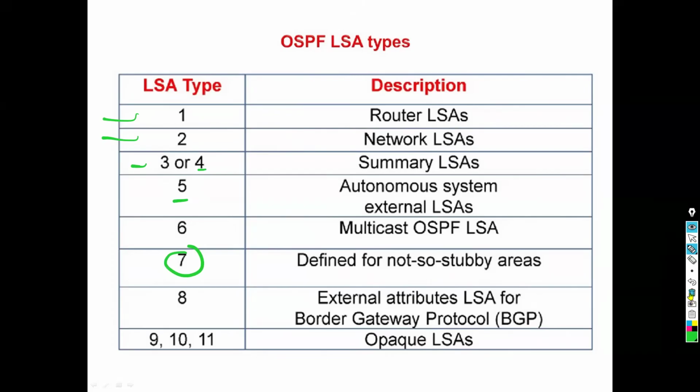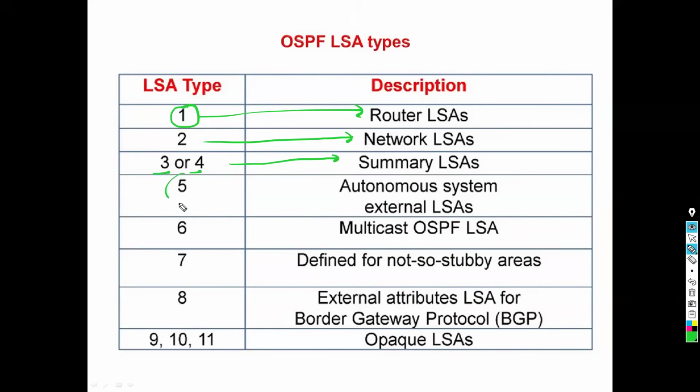LSA 1 is called router LSA. LSA 2 is called network LSA. LSA 3 and 4 are called summary LSA. And LSA 5 is called autonomous system external LSA. What about LSA 7? This is called NSSA area. Remember the NSSA area concept? Not so stubby area, Juvency. So NSSA is the LSA 7 database.